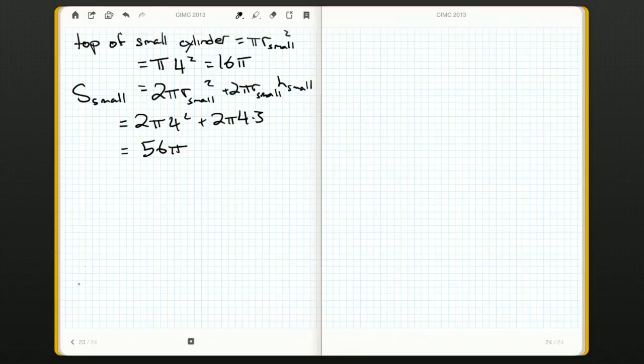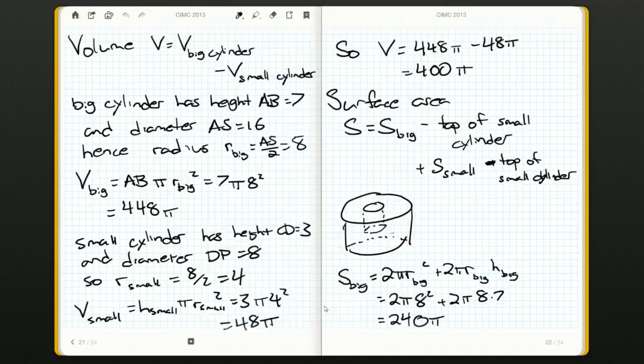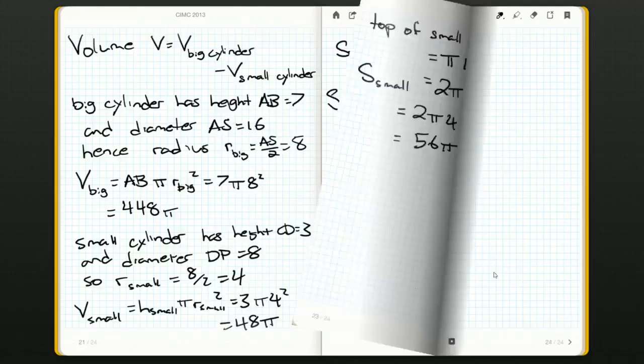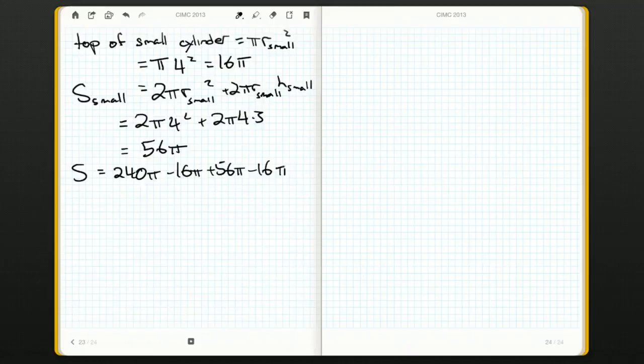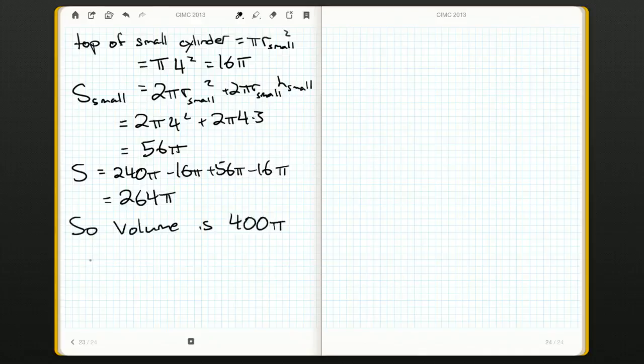All right, so if we combine it with our previous results, so we had 240, that's fine. 240 pi minus 16 pi plus 56 pi minus 16 pi. So 240 minus 16 plus 56 minus 16 equals 264 pi. It's got a volume of 400 pi and a surface area of 264 pi.